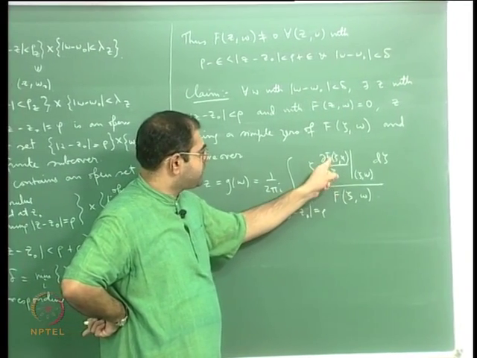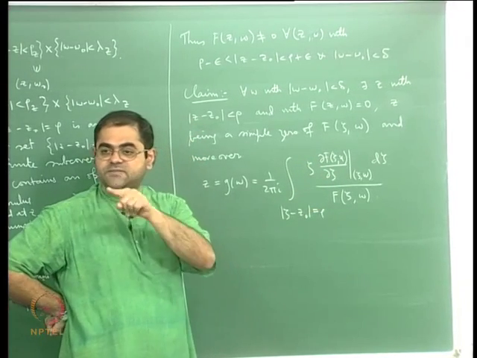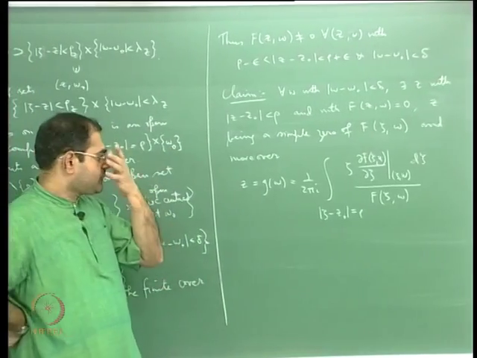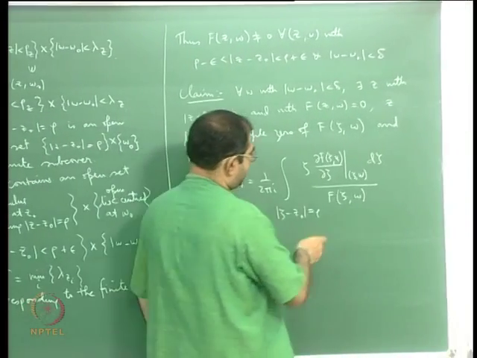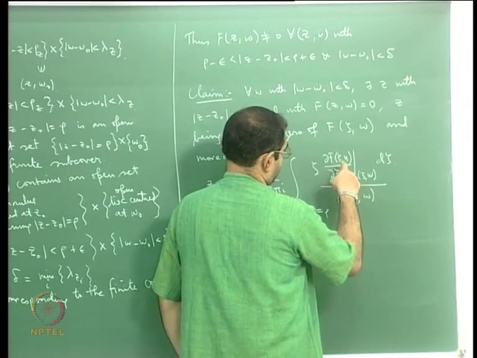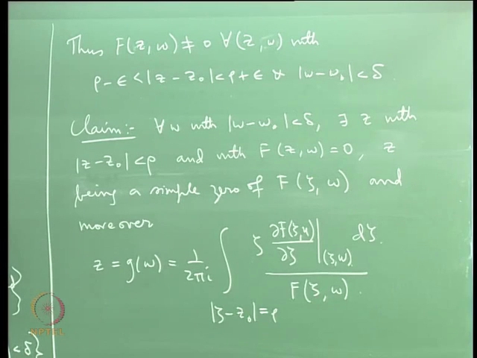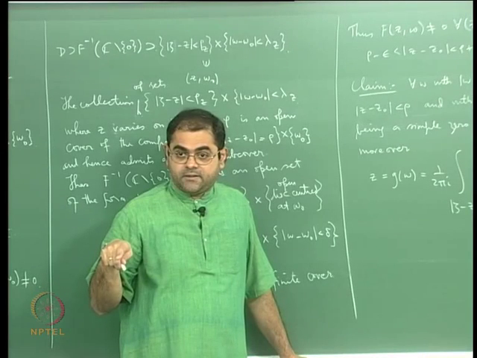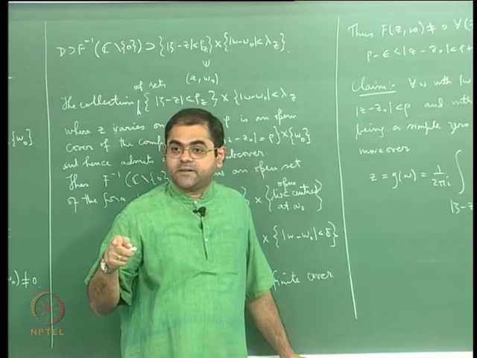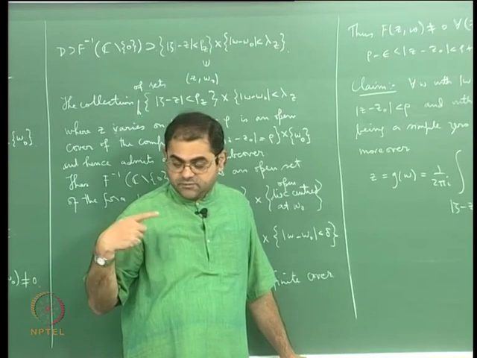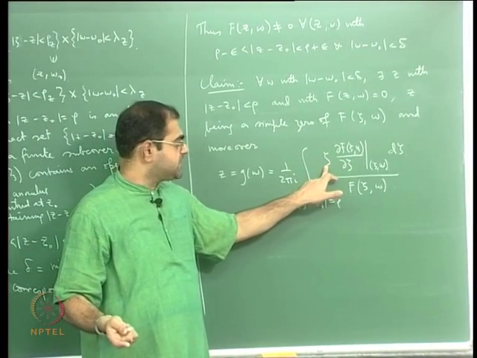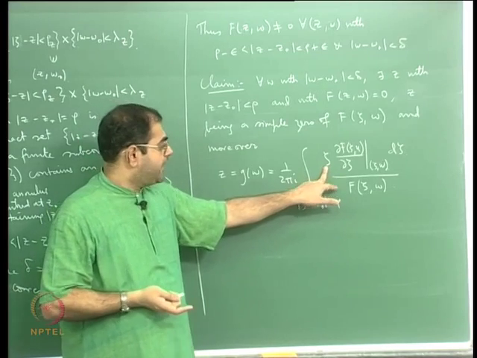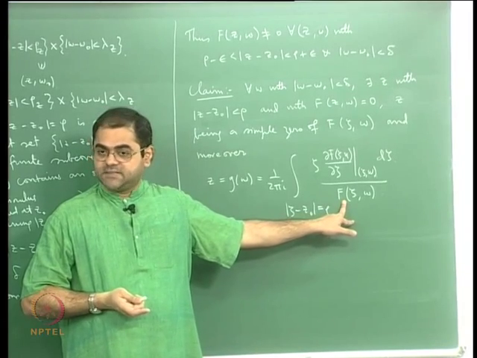You can also write this as d by d zeta of f of zeta comma w, okay, it is the same thing because you are freezing the second variable to w and you are taking the derivative with respect to the first variable, right. Now the point I want to make is that, of course, the derivative of an analytic function is also an analytic function, okay. So since f of zeta comma w is an analytic function for fixed w, its derivative with respect to the first variable is also an analytic function for the fixed value of w, and therefore this is an analytic function of zeta, this is also an analytic function of zeta, this is just simply the identity function, and what we have in the denominator is also an analytic function of zeta for this fixed w.